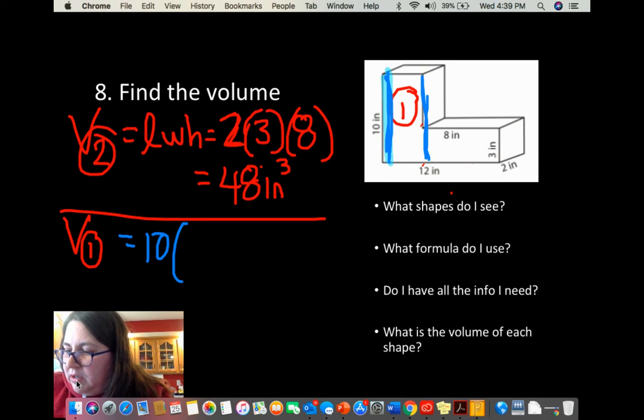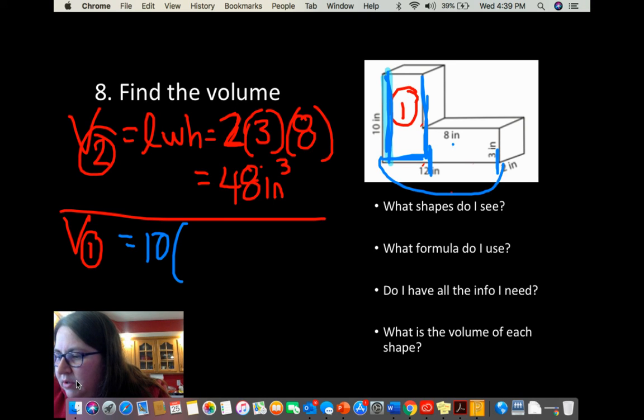Now, am I going to use the 12? The 12 is at the bottom here, but that 12 only goes all the way across, and what we want is just part of this. So what we have to think about here is that if 12 is the whole way across, we know this part is 8. So this piece here has to be 12 minus 8, which is equal to 4.